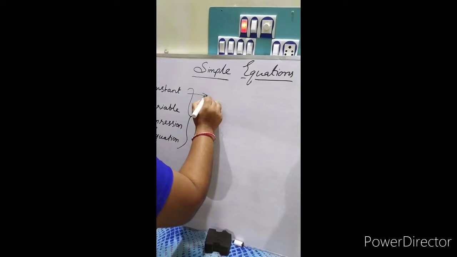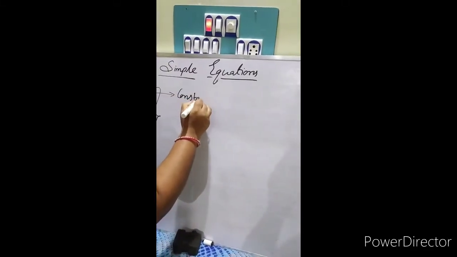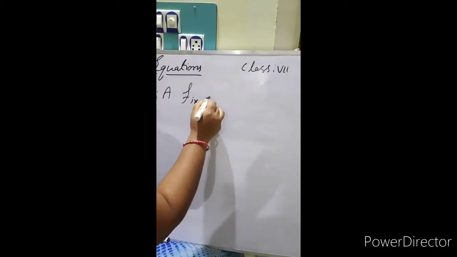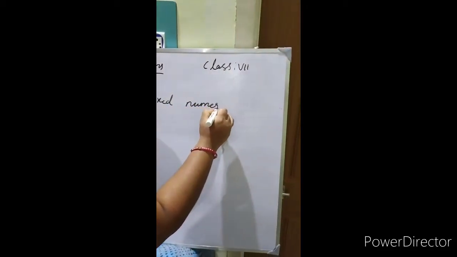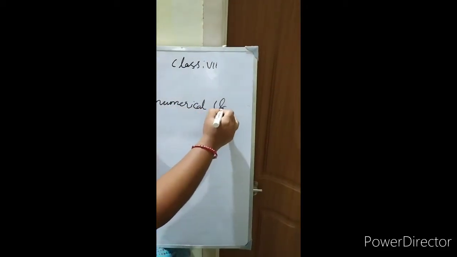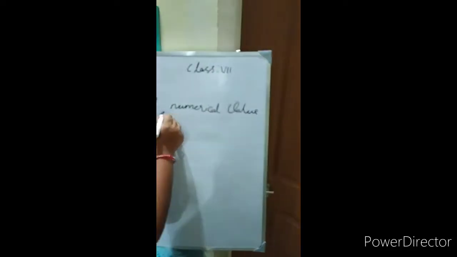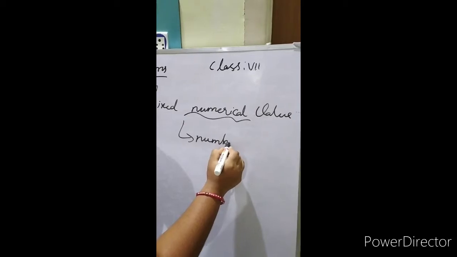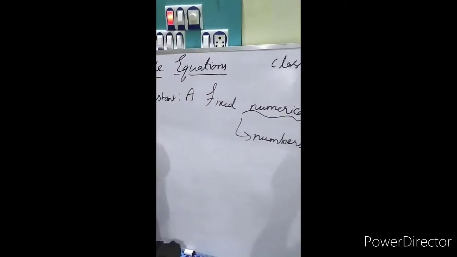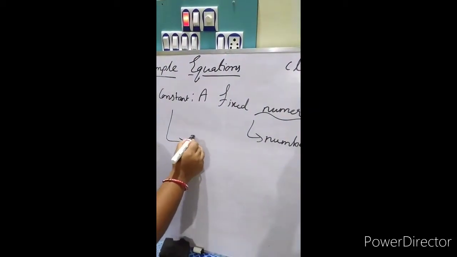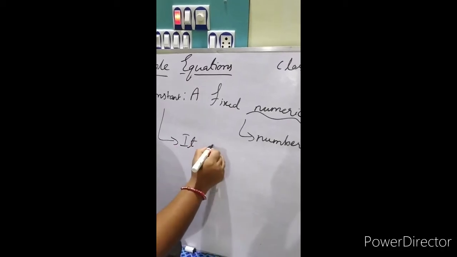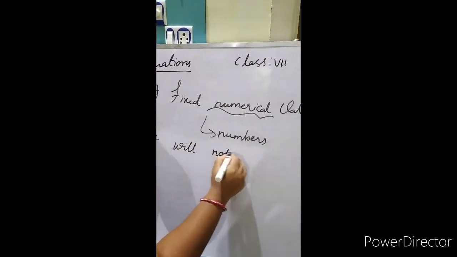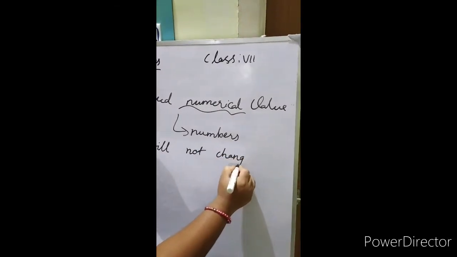So what is constant here? A fixed numerical value is known as a constant. So numerical means what here? Nothing but numbers. So all the numbers. Here the constant value will not change. The values will not change here.